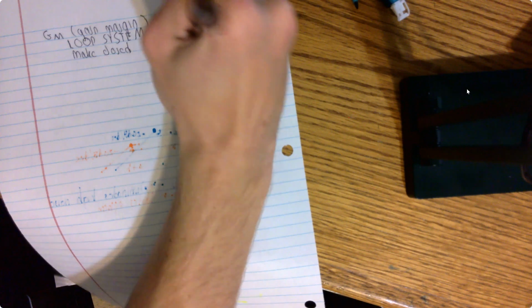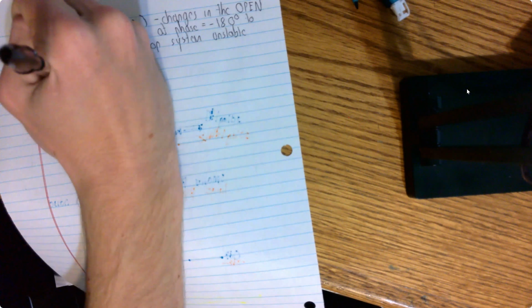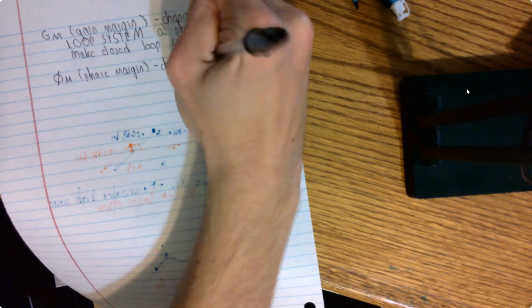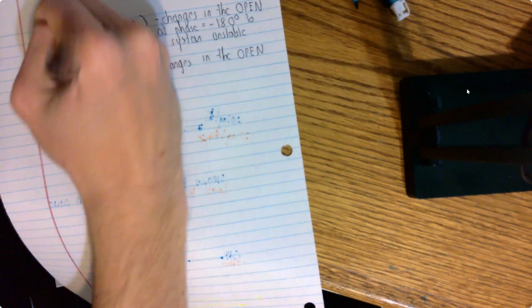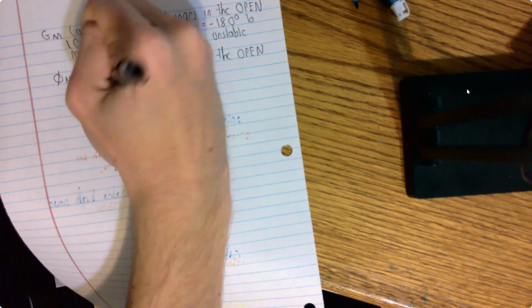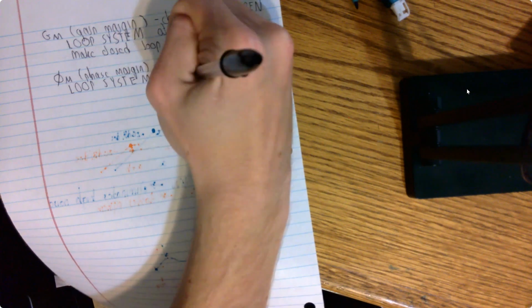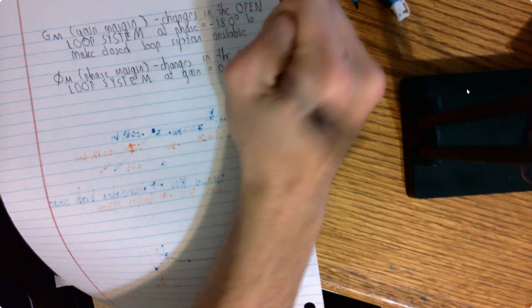And then for phase margin, which is defined as phi_M, phase margin, is the changes in the open loop system, because remember, they both look at the open loop system, at gain equal to 0 dB to make the closed loop system unstable.